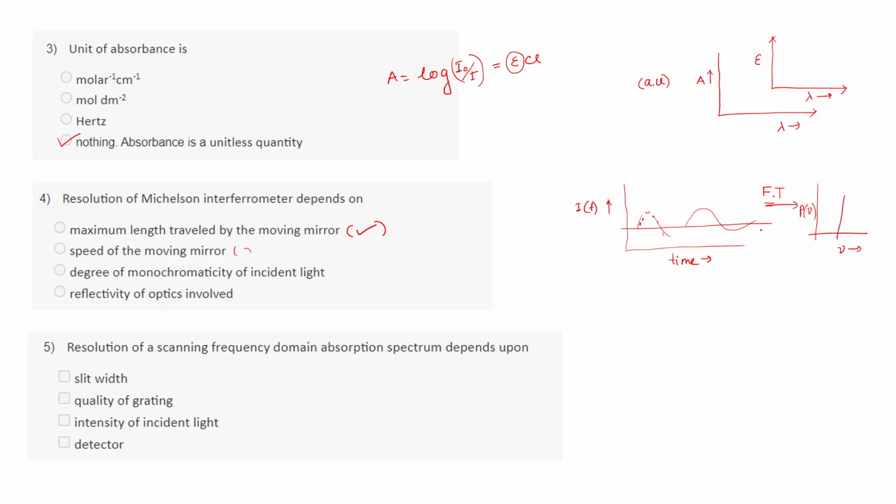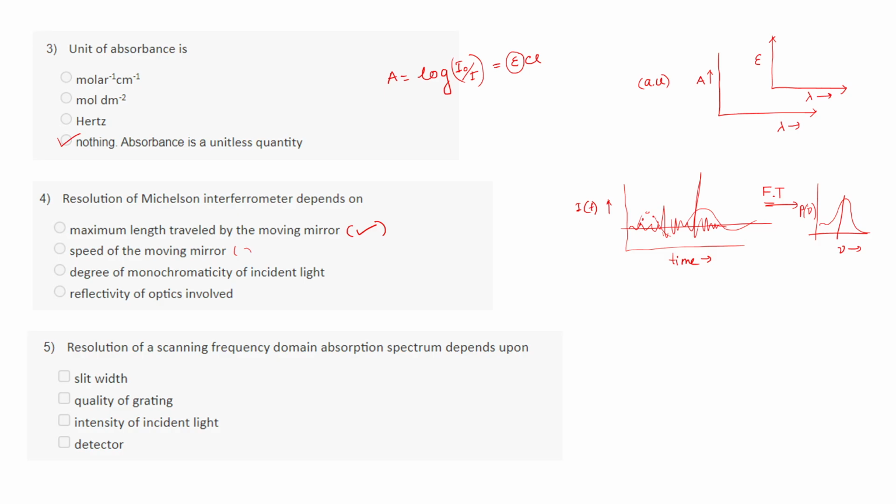Suppose this is an interferogram, something like this. So you will get something spectral. You need more frequencies, and that will be clearer when the light travels the maximum length. Okay, you are getting this.